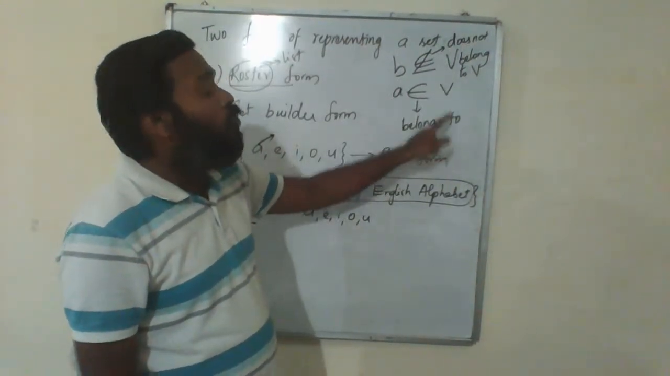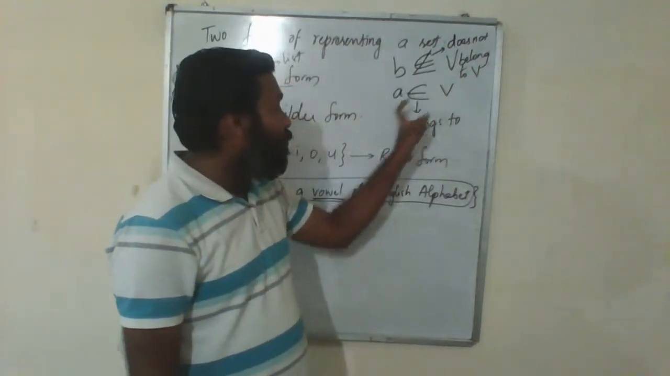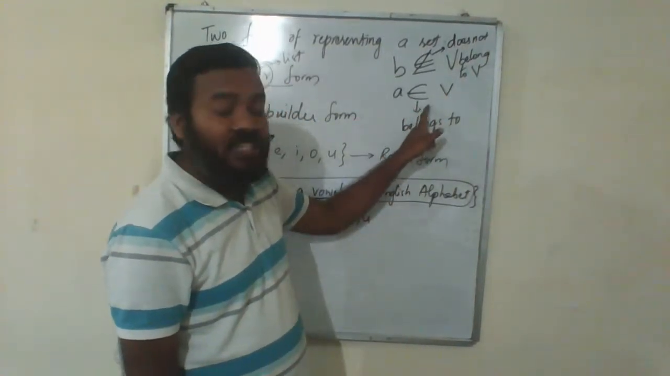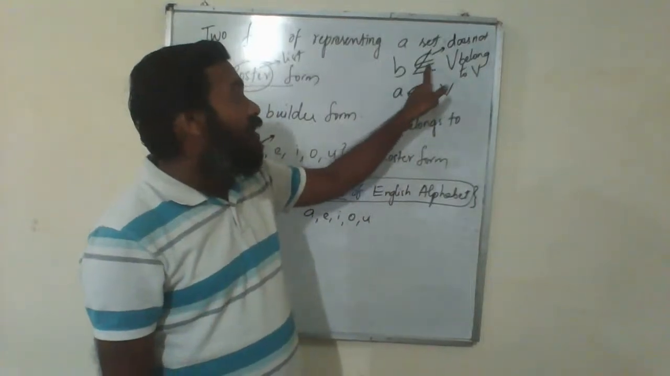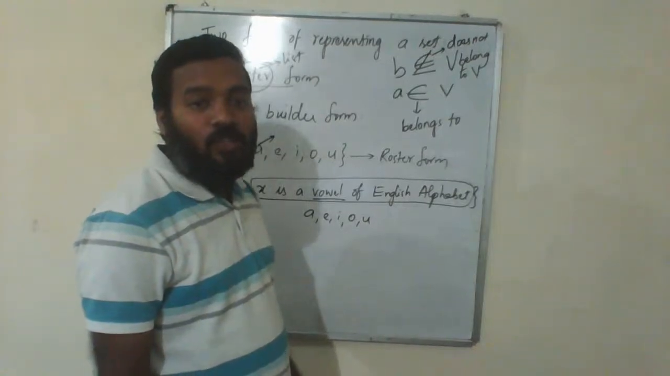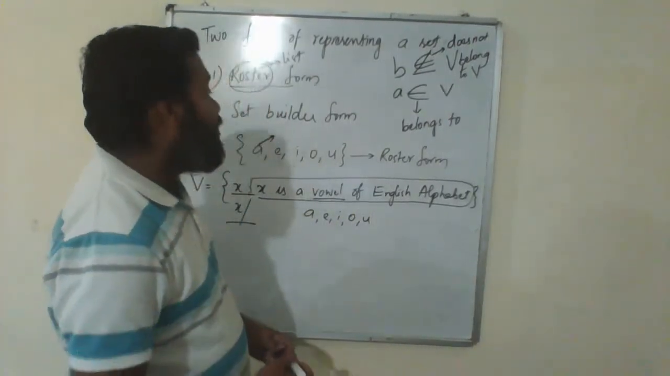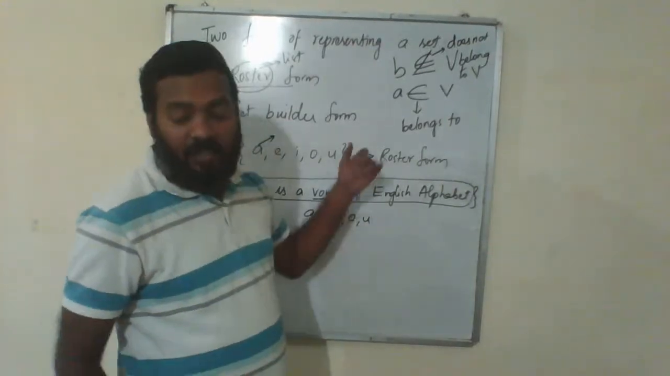Here A belongs to the set. That means if you have an element in the particular set, then you have to use this symbol. If you don't have that element in the particular set, then you have to use does not belong to. Then you can say that it doesn't lie in that set.